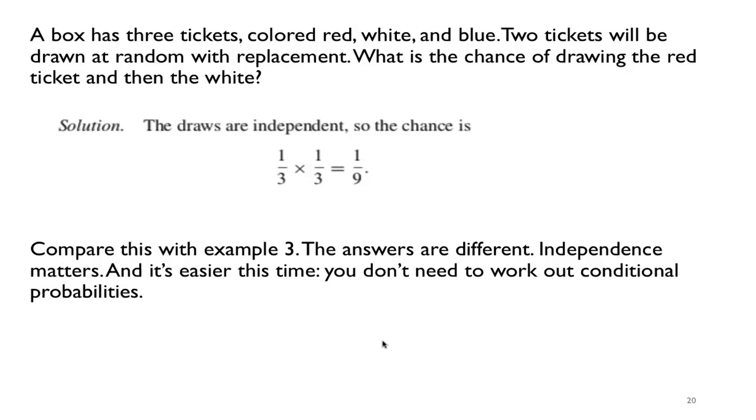So notice this is different from example 3 earlier, where independence did not hold. When you have independence, it's easier to work out the probabilities because you don't have to worry about the other cases.